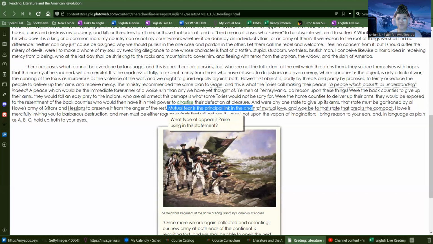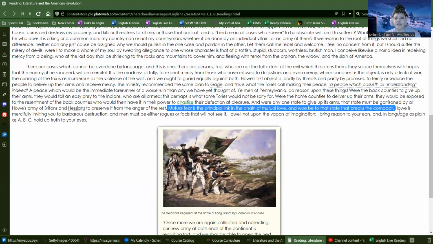Mutual fear is the principal link in the chain of mutual love, and woe be to that state that breaks the compact. So it says here, what type of appeal is Paine using in this statement? So here he's referencing fear and love, right? And then woe be to that state that breaks the compact. So he's saying that fear of difficulties that you face together is what bonds people together in love.